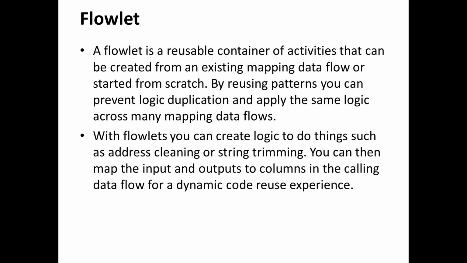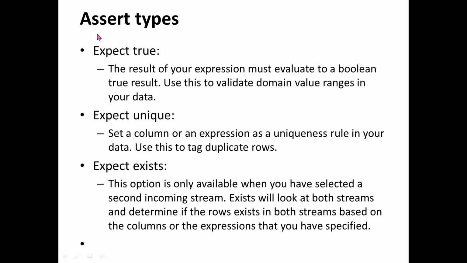Okay, so now you can see there are three types of assert types. Okay, expect true, expect unique, and expect exists. Okay, so expect true is basically to evaluate a boolean result. Based on that, it evaluates your expectation expression and returns a boolean, and if it's true, then only the record is valid. Otherwise, it will be flagged as an error.